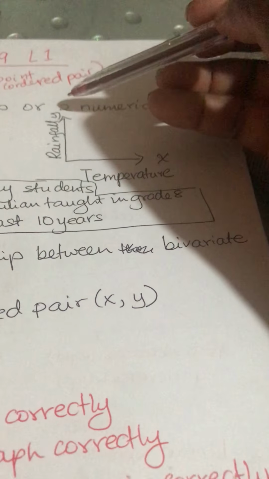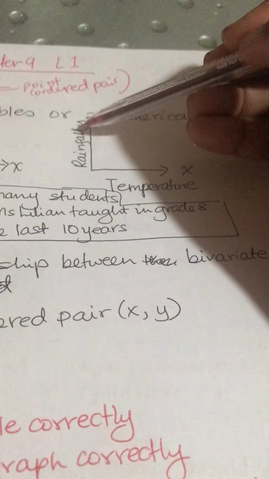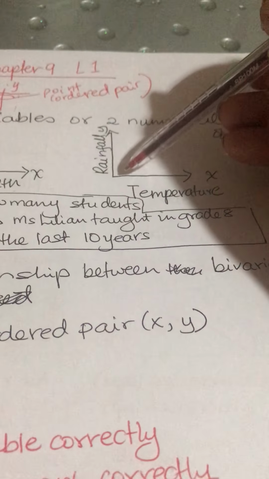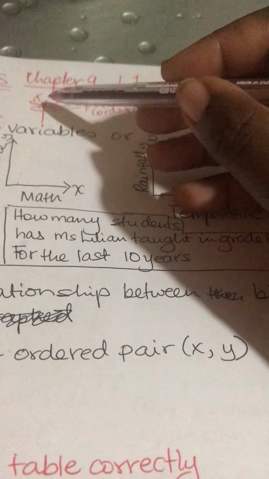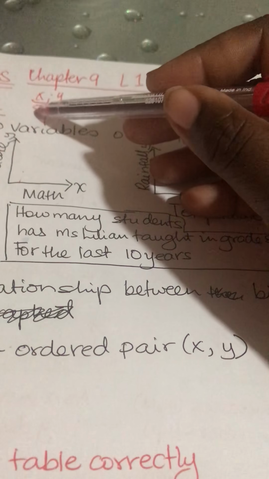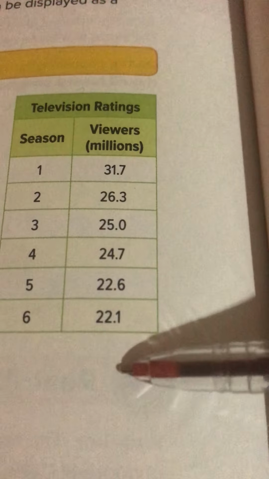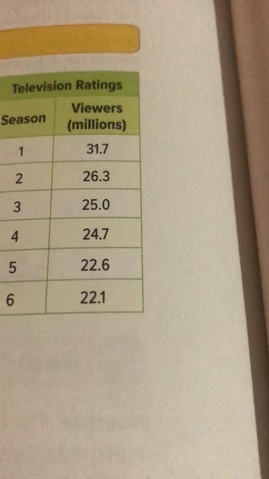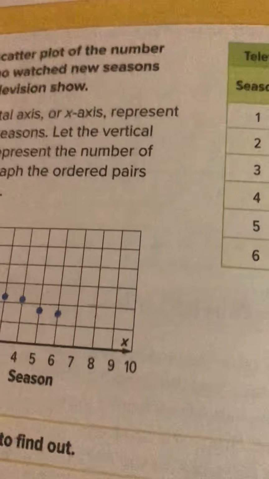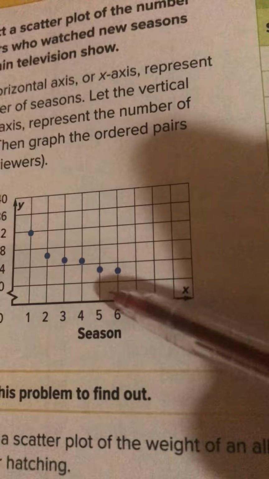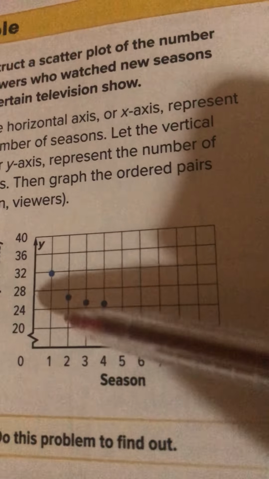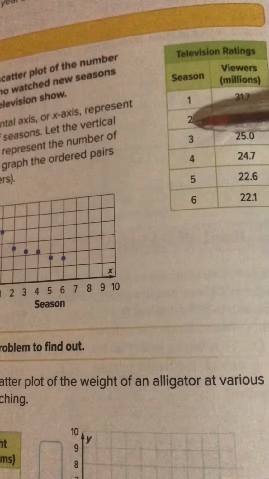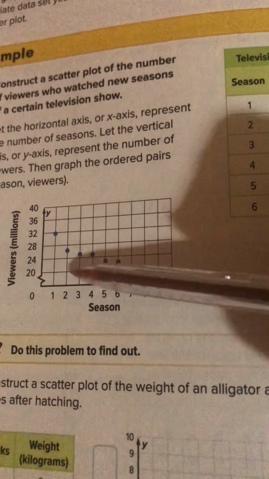Here we could be measuring temperature and rainfall. So the temperature of a place and rainfall. You'll collect them like this in a table. You'll have values over here, like this table. And then you plot them on the graph, just like they did over here. So here 1 goes with 31.7, and they did that. So compare the values on this table and the values on the graph.